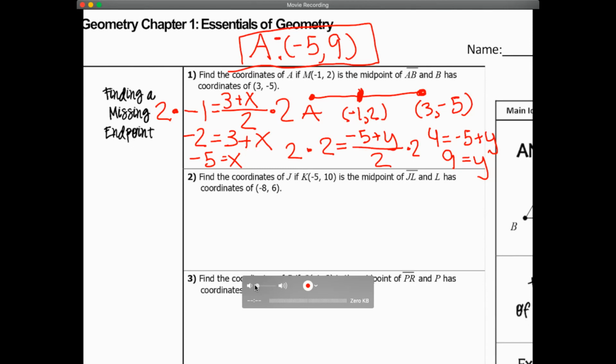Okay, 2 and 3 are the same procedure. I'm going to let you try those on your own for practice, and then you can check your answers on the answer key.